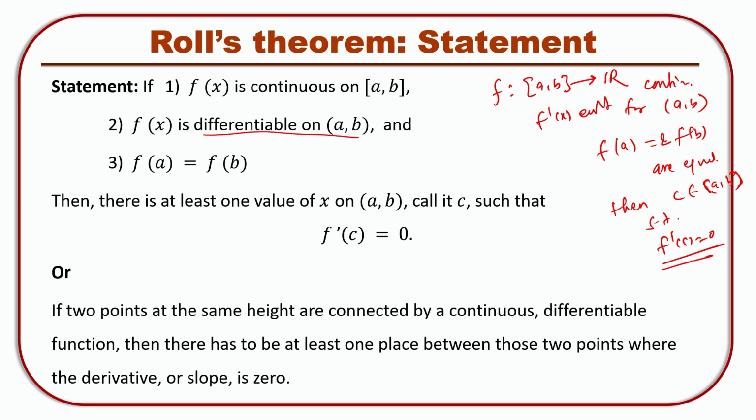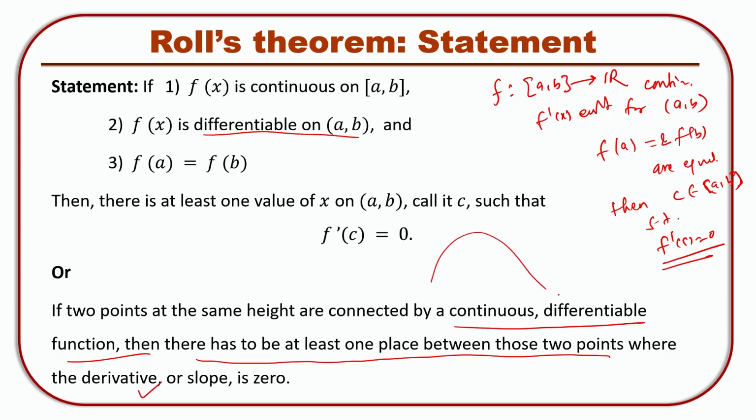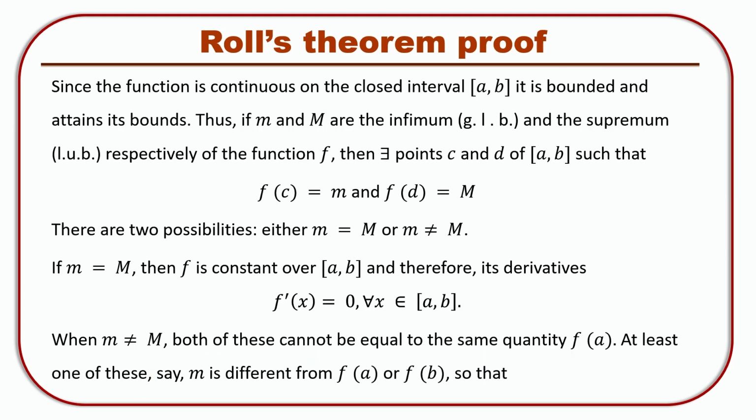That is our statement. In other words, if 2 points of the same height are connected by a continuous differentiable function, then there has to be at least one place between those 2 points where the derivative or slope is going to be 0. As I have said, if it has the same height, there must be at least one point where the derivative or slope is 0. So that means we have a parallel horizontal tangent line at least at one point, right?